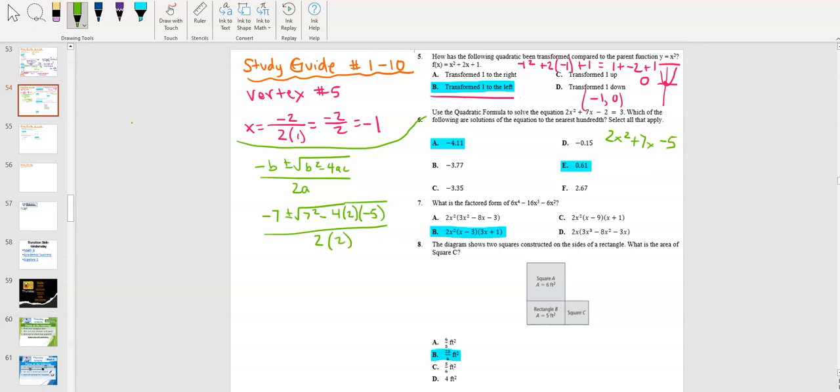So I'm going to plug this all into a calculator. And what you're going to end up getting is negative 7 plus or minus the square root of 49 here. And then 4 times 2 is 8 times negative 5 is negative 40. So 49 minus negative 40 makes 89. And we're going to divide that by 4. So if you plug this into a calculator, you get negative 0.11 and negative 1.6.